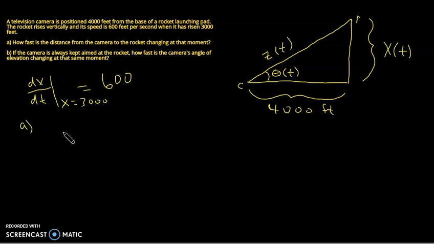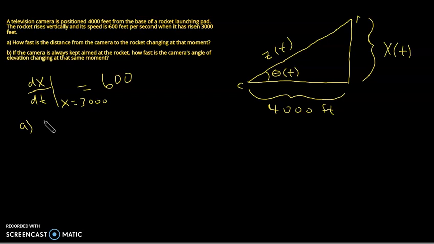What we want in part A is the rate at which z is changing with time at the instant when x is 3,000. So we want to find dz/dt, or z prime of t, when x is 3,000. In order to do that, we need an equation that has z prime in it, so we can solve for z prime.